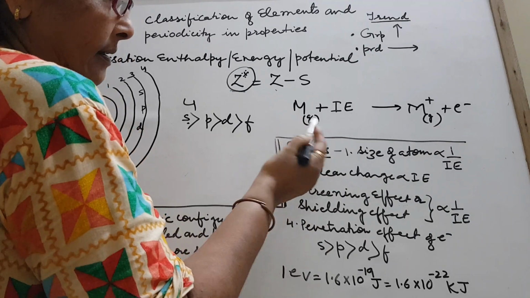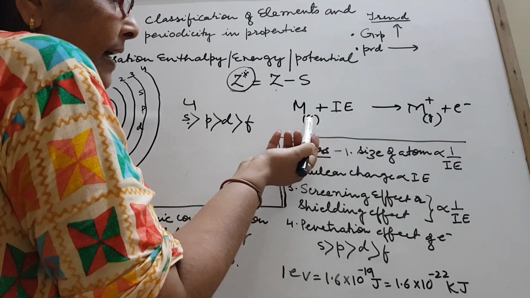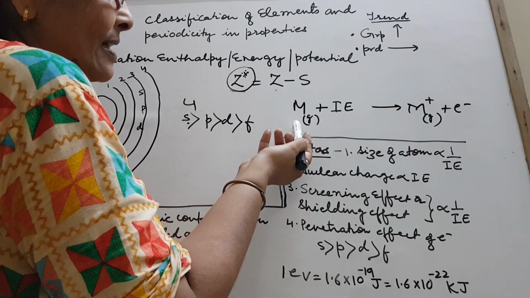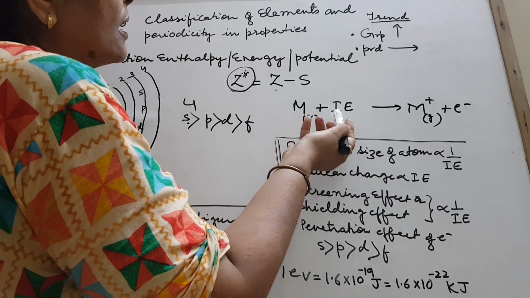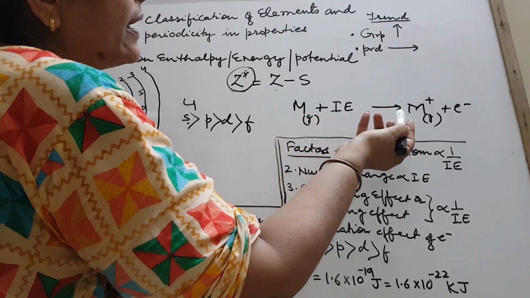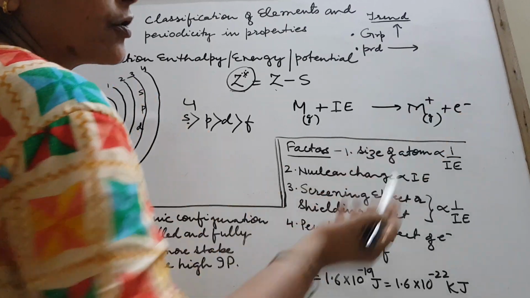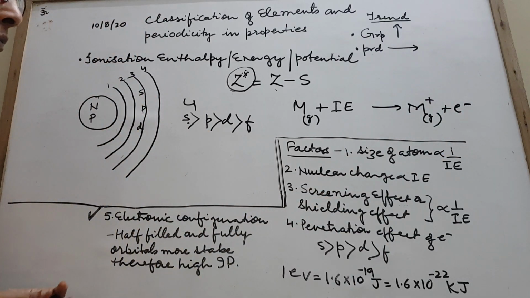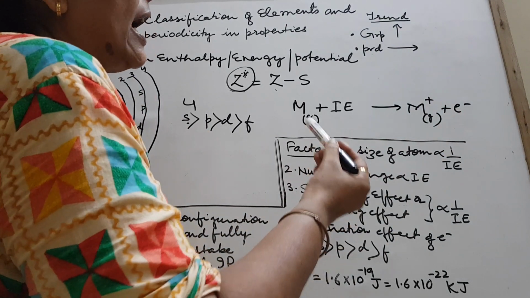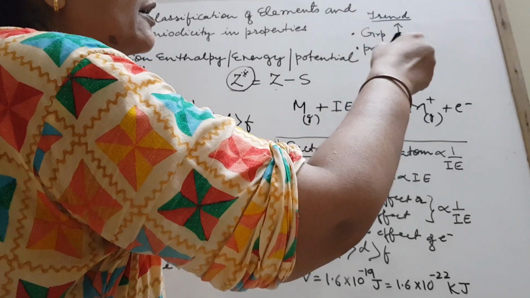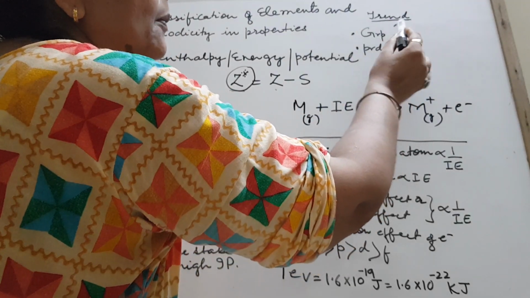So, any metallic, any metal in the gaseous form, you provide energy, ionization enthalpy, it gets converted into a cation and an electron is removed. Now children, trends we had seen in a group, top to bottom it decreases, so the arrow is upwards.